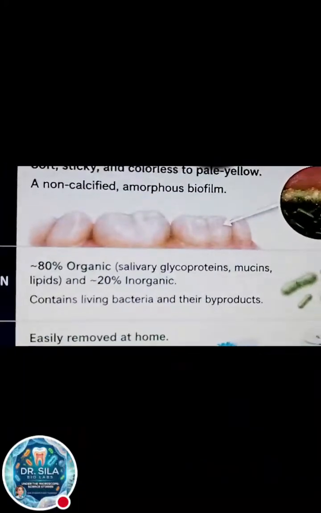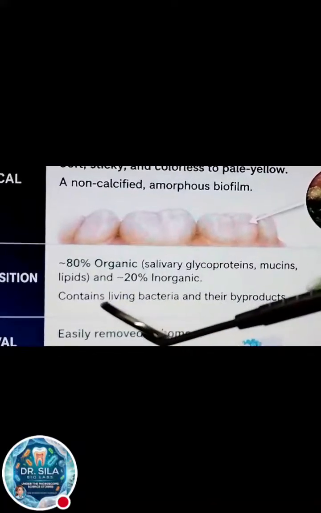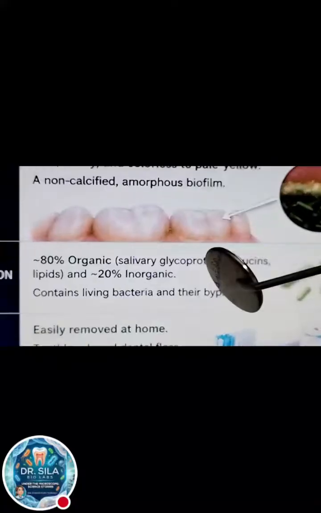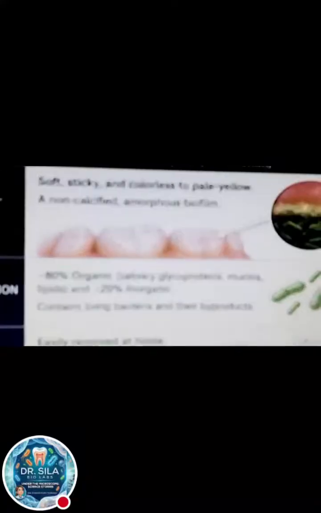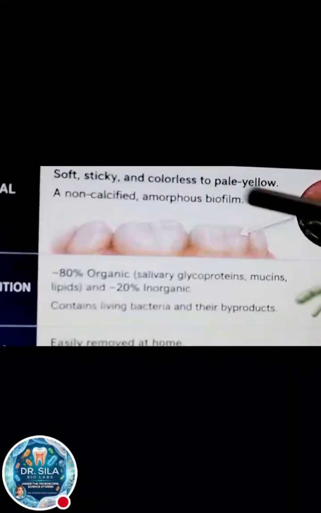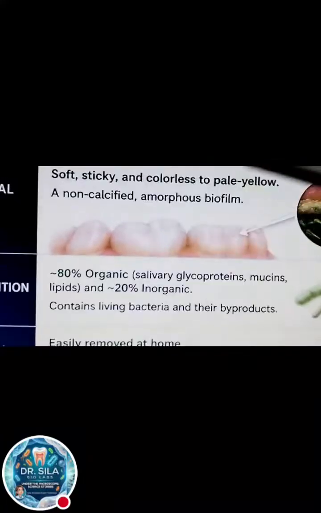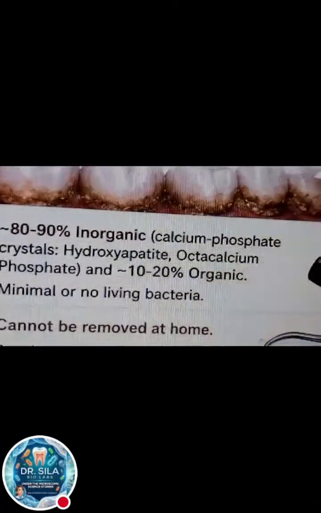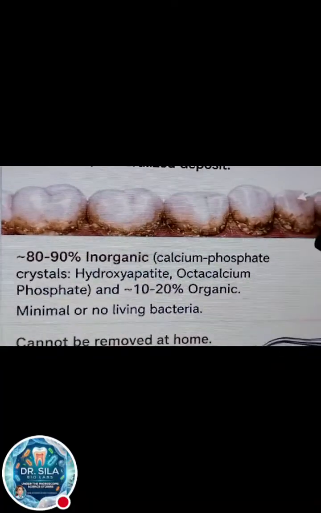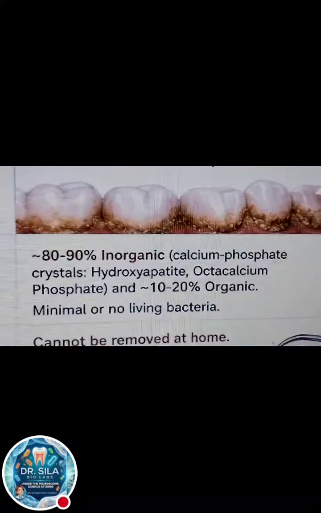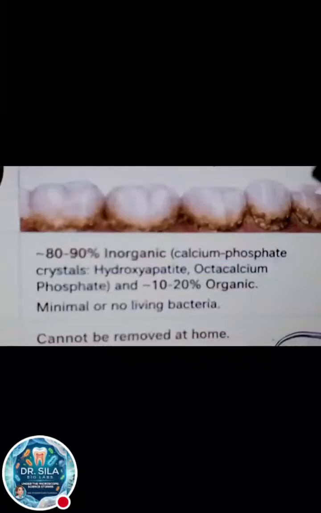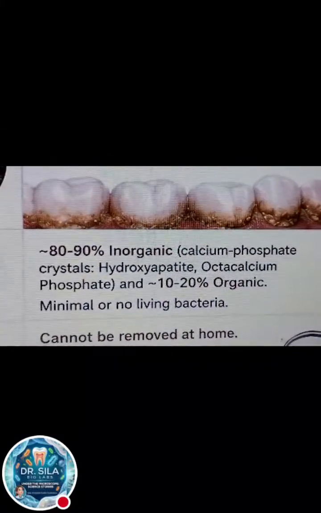Now composition, discussing plaque first. Plaque is 80% organic salivary glycoproteins, mucins and lipids, and 20% inorganic, and contains living bacteria and byproducts. While calculus is 80 to 90% calcium phosphate crystals, hydroxyapatite, octacalcium phosphate, and 10 to 20% organic, with minimal or no living bacteria.